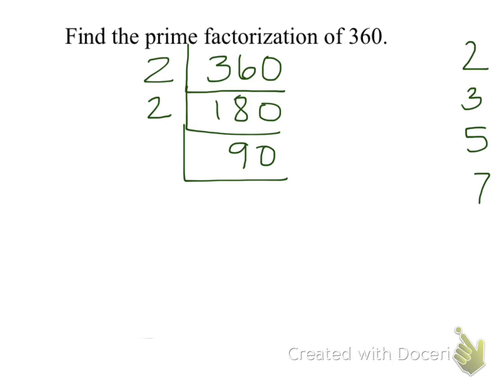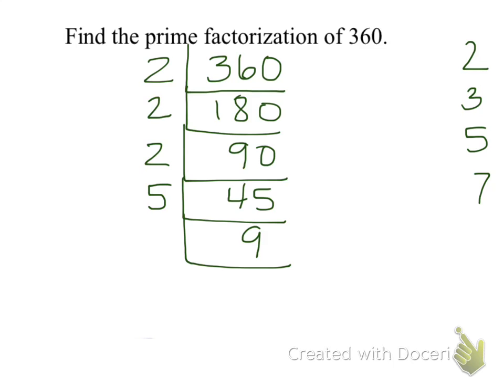You keep going until you have a 1. I like to think of it as 1 and done. So keep going until you have a 1 at the bottom. 2 goes into it again. 90 divided by 2 is 45. This time you can use 3 or 5. Both go into it. Might be easier to do 5. That's kind of an easy one to think about. 9 is still not prime, so I can keep factoring it out.